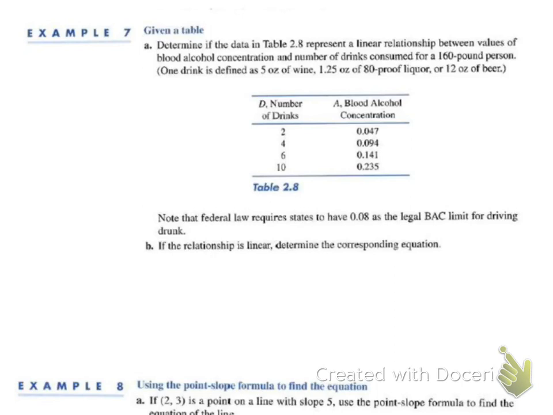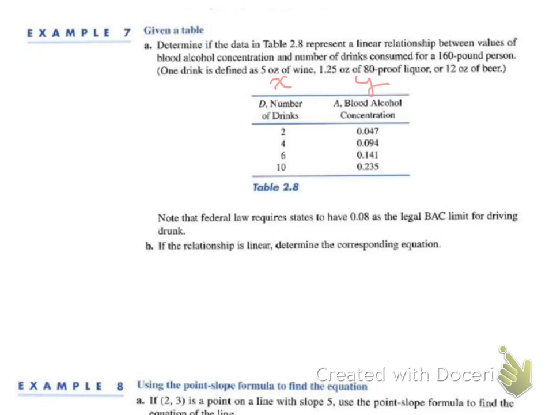Okay, in example 7 here it says, given a table, can we work on getting an equation? So determine if the data represents a linear relationship. That means that x and y have to change in the same proportion, in a constant proportion. Okay, so the rate of change has to be the same.